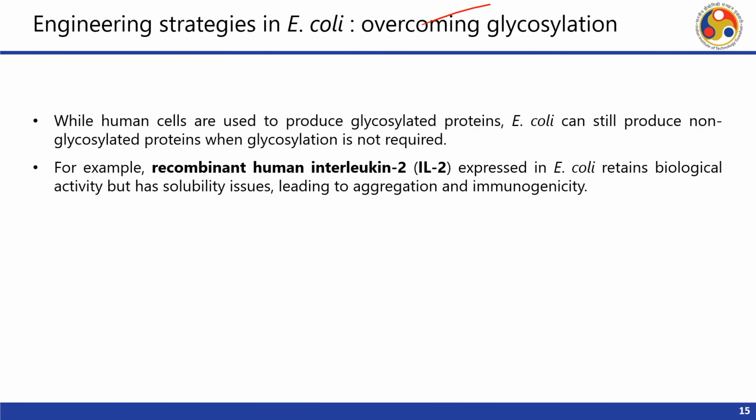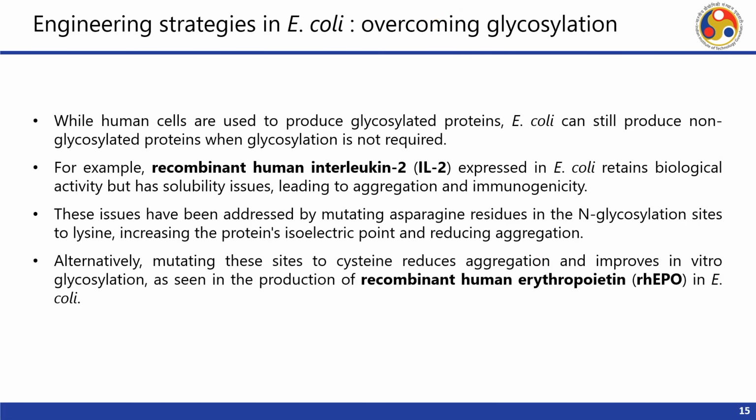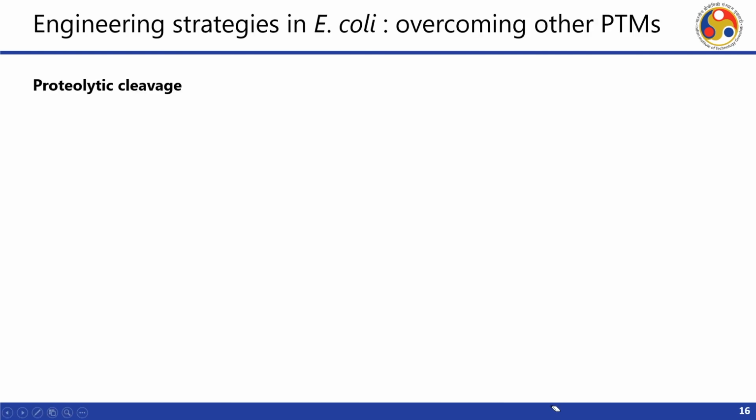For example, we have the recombinant human interleukin 2 or IL-2 expressed in E. coli, which retains biological activity, but has solubility issues leading to aggregation and also immunogenicity. These issues have been addressed by mutating asparagine residues in the N-glycosylation sites to lysine, increasing the protein's isoelectric point and thereby reducing aggregation. Alternatively, mutating these sites to cysteine reduces aggregation and improves in vitro glycosylation, as in the production of recombinant human erythropoietin in Escherichia coli.